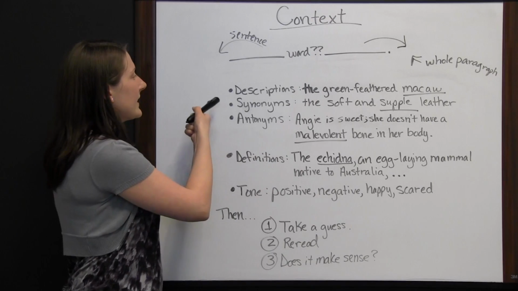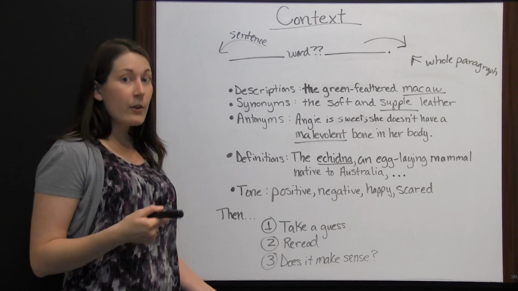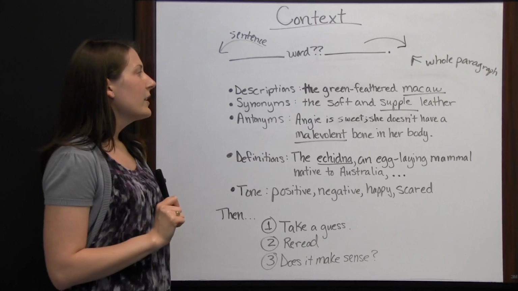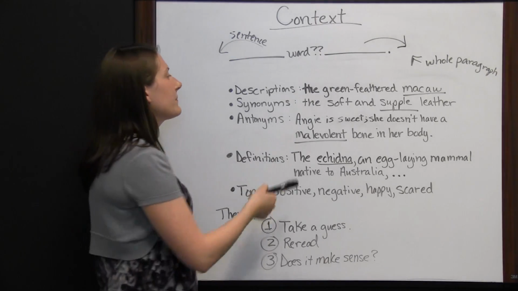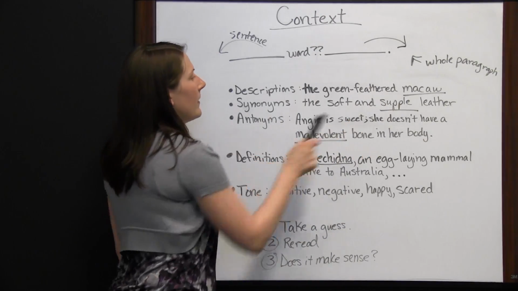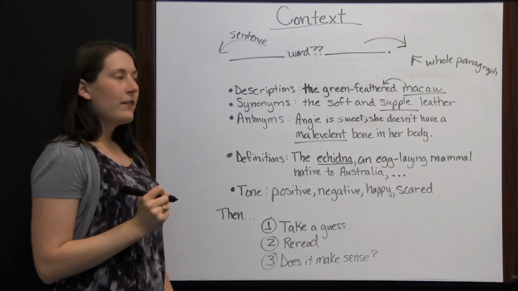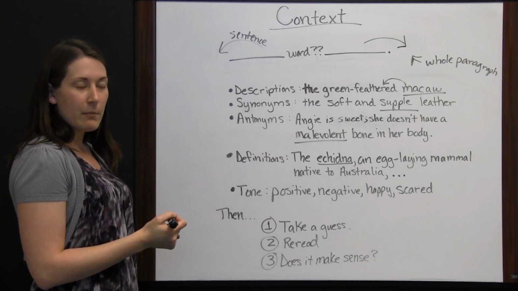One thing you can look at is a description. Sometimes a sentence following or before the unfamiliar word will give you a description. For instance, the green-feathered macaw. Well, you may not know the word macaw, but by seeing green-feathered, you can infer that it is some kind of a bird with green feathers.